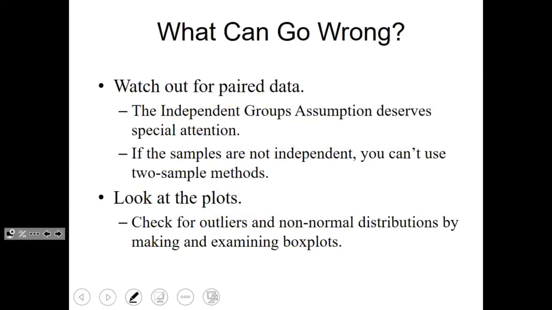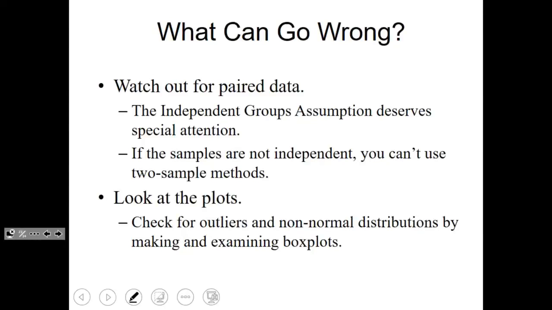So what can go wrong with these? Well, a couple things you got to watch out for. One, watch out for paired data. The independent group assumption needs that special attention. Double check, look at it. Is there a way that this data is actually paired data? If it's paired data, you know you can't use this test. If they're not independent, don't use the two-sample method.